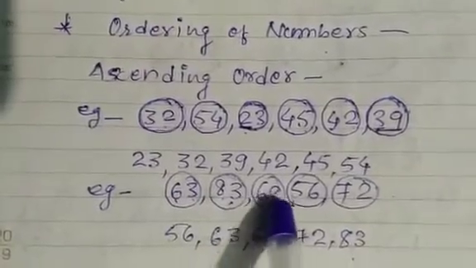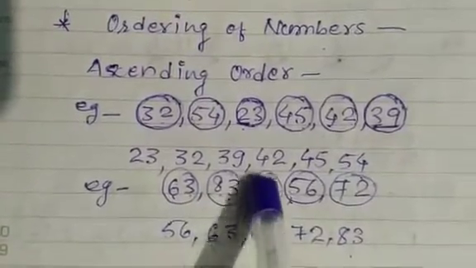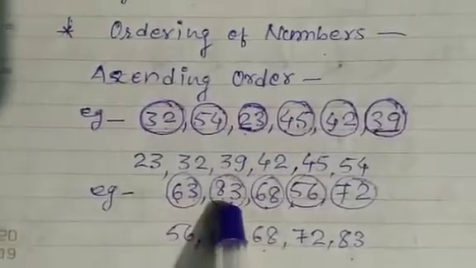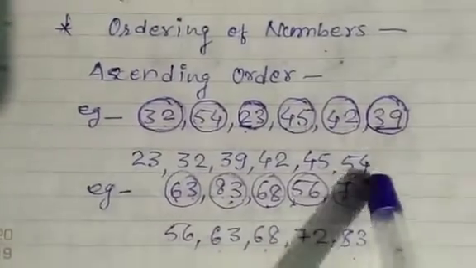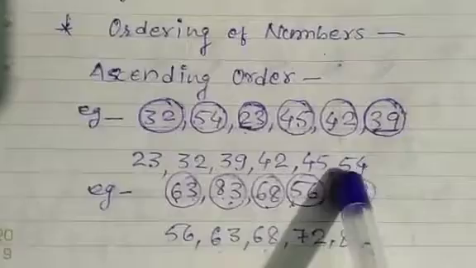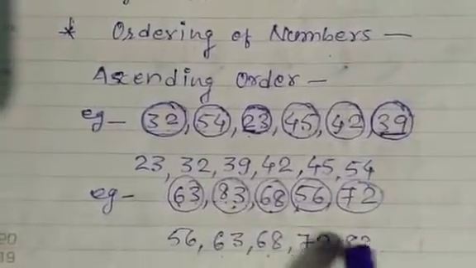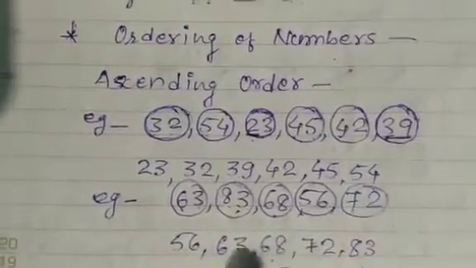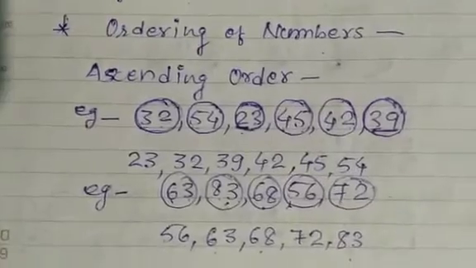Then 68 is smaller, so we write 68 here and make a circle. Then between 83 and 72, 72 is smaller, so we write 72 here and make a circle. Then the last one is 83, so we write 83 here. In this way we can arrange the numbers in ascending order.